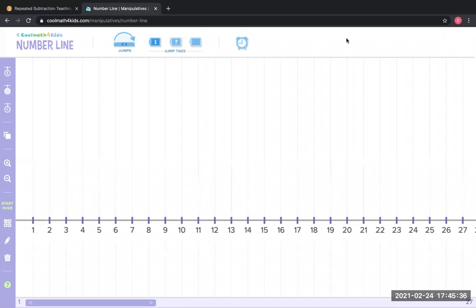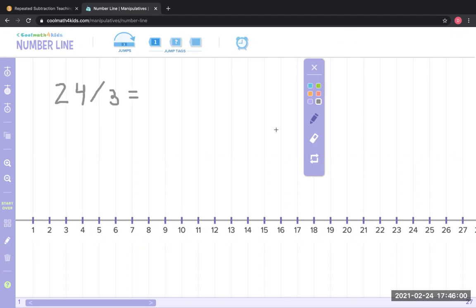Okay, so in this video, I'm going to be demonstrating how to do repeated subtraction to show the answer to a division problem. So since it's nice and easy right here on the number line, I wanted to do 24 divided by 3. And we'll write the answer up there once we finish this demonstration.